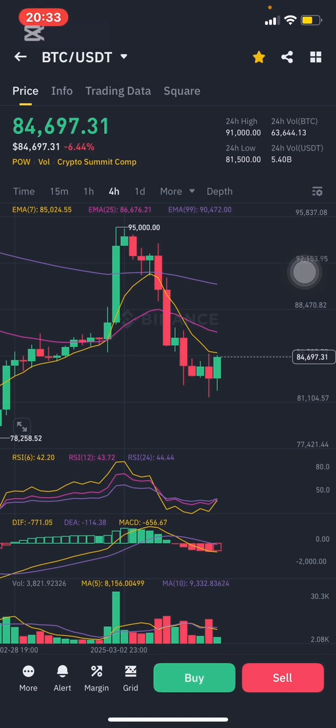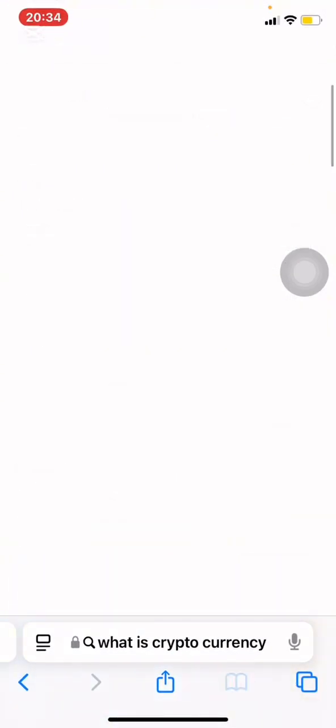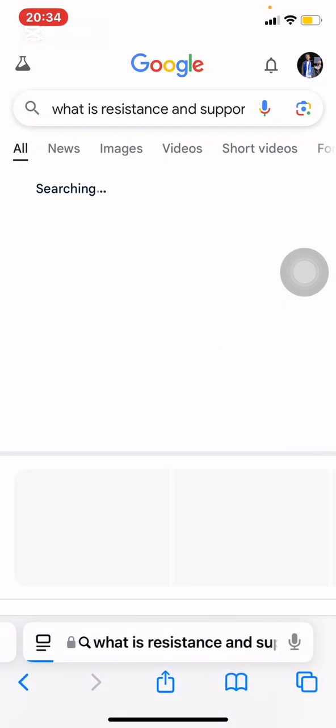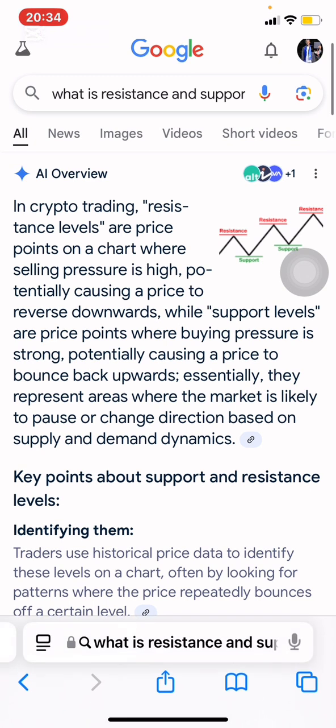So they have told us that we should also be able to look at the support and resistance levels. So what is the support and what is the resistance level? Let me take you to Google and we understand what is the resistance and what is the support level. Simply Google is telling us that the resistance levels are price points on a chart where selling pressure is high, potentially causing a price to reverse downwards.